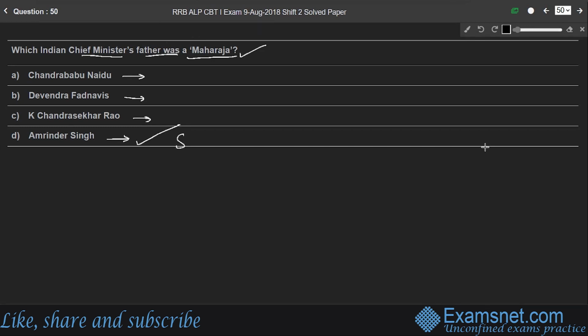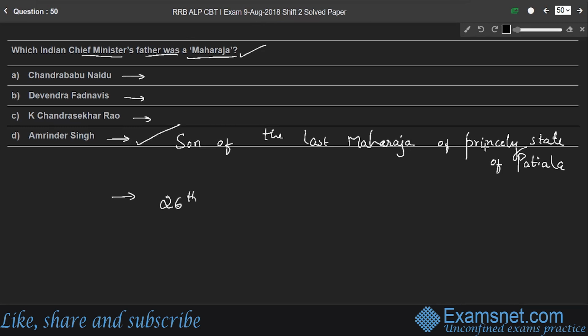So he was the son of the last Maharaja. The last Maharaja of princely state of Patiala. Patiala, which is in Punjab, right? So he is currently serving as 26th Chief Minister of Punjab. So 26th Chief Minister of Punjab. And he belongs to Indian National Congress. So Indian National Congress, and also served in the Indian Army.